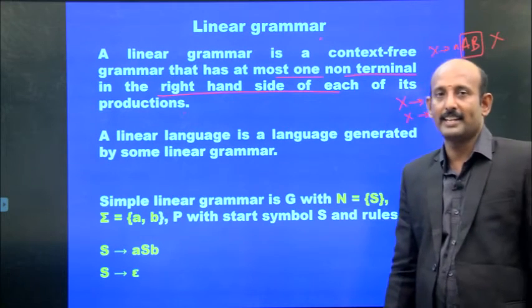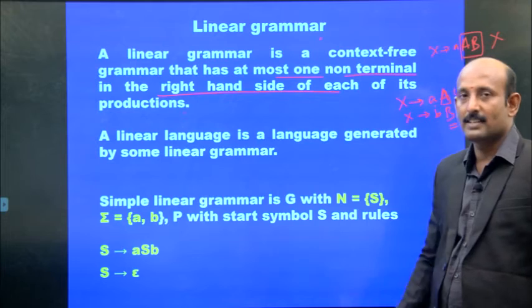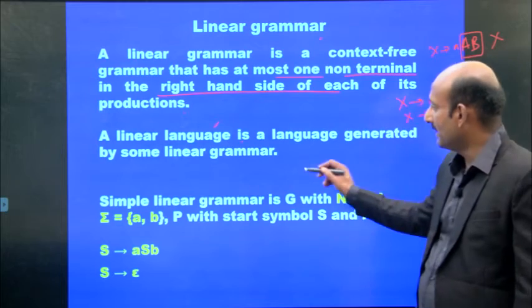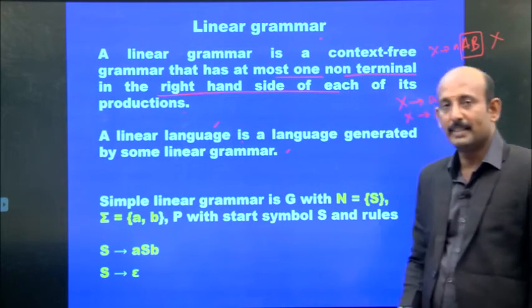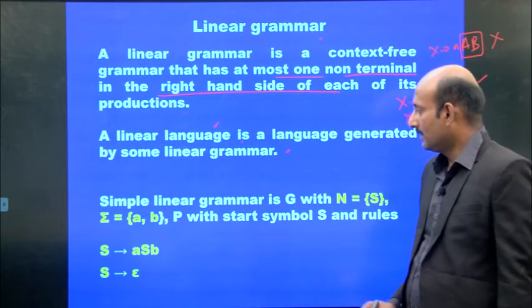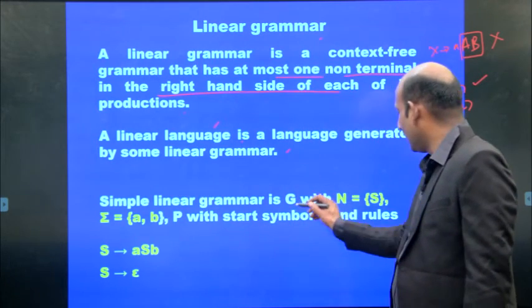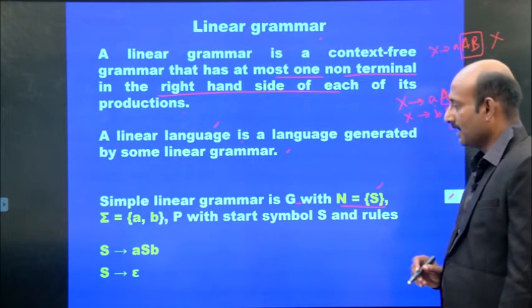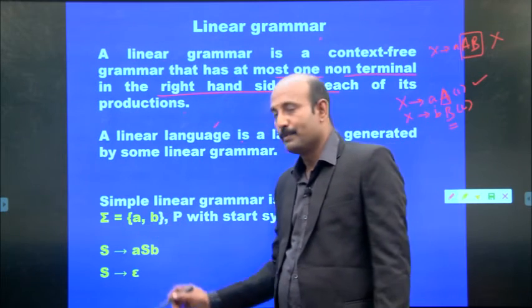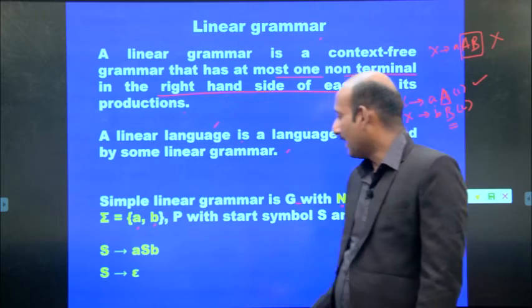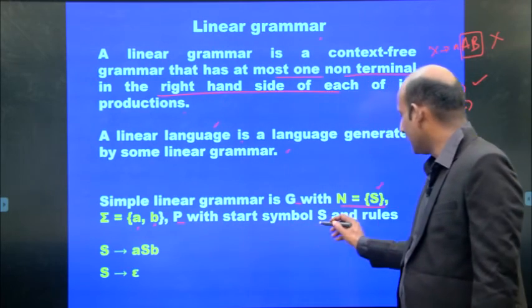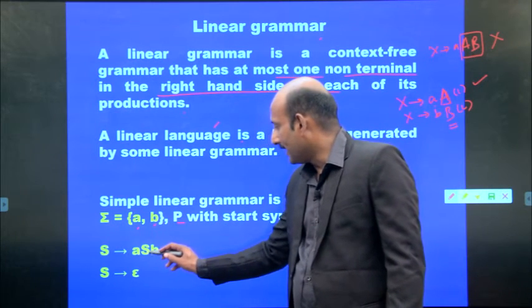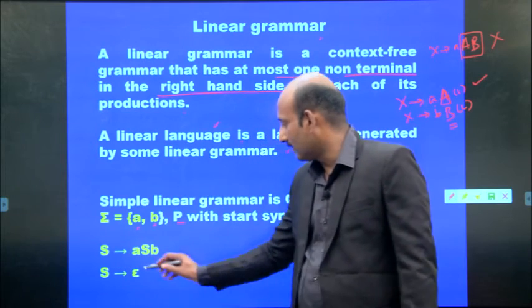This grammar may generate strings; the set of strings is called a language, where a linear language is a language generated by a linear grammar. For example, a simple linear grammar is G, where N, the non-terminal, is only S, sigma is the set of input symbols a, b, and P is the production rules with start symbol S, in the form S goes to aSb, S goes to epsilon. These are the given productions.